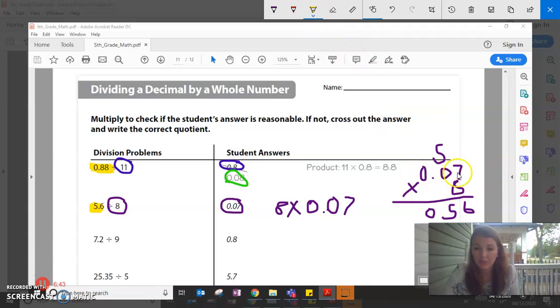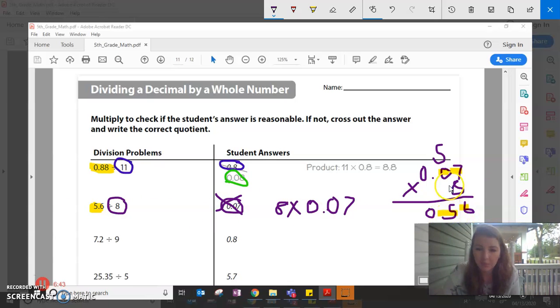If I was to use this number, I would have 1, 2 decimal places, which means my product would need to have 1, 2 decimal places, and it would put my decimal point right here. 0 and 56 hundredths is not the same as 5 and 6/10, so this one is wrong.